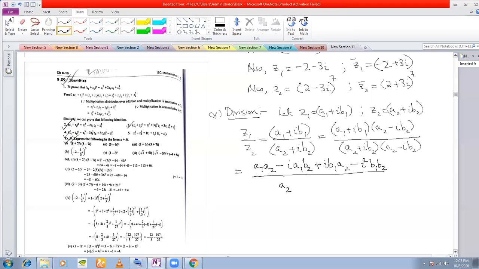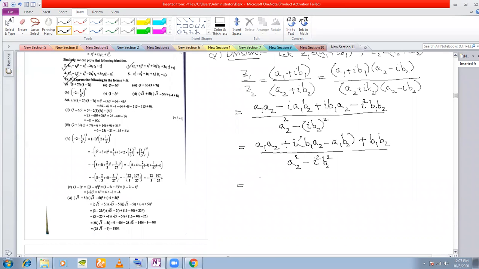So this will be a square minus b square. So this is a1 a2 minus, take the imaginary parts together. We can take i common. We get b1 a2 minus a1 b2. And i square is minus 1, minus combined becomes a plus, b1 b2, divided by a2 square minus i square b2 square.